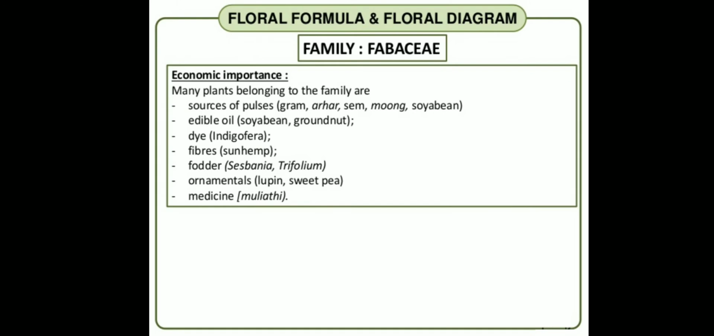What is the economic importance of this family? Many plants belonging to the family are sources of pulses like gram, arhar, sem, moong, soya bean. They also yield edible oils, dye, fibers, fodder, ornamentals and medicines. So most of them have many economic importances.